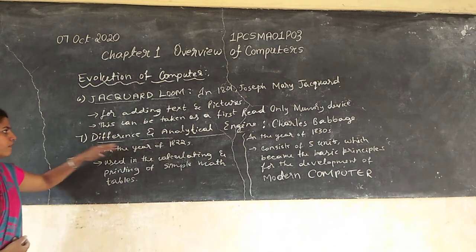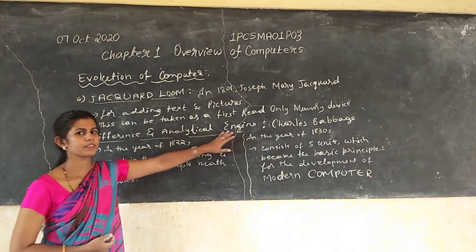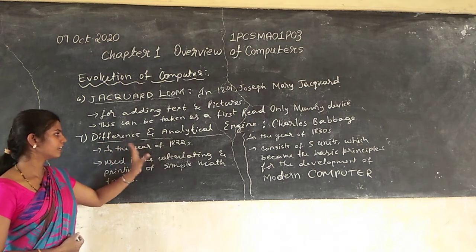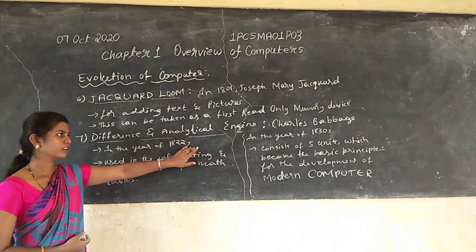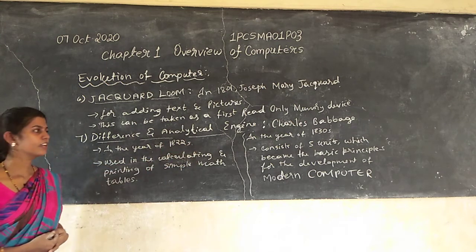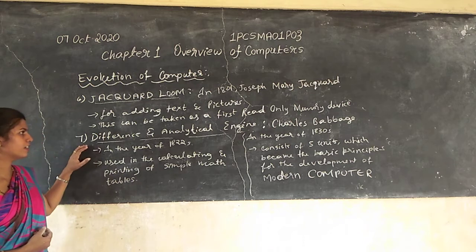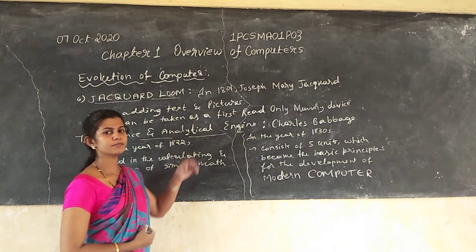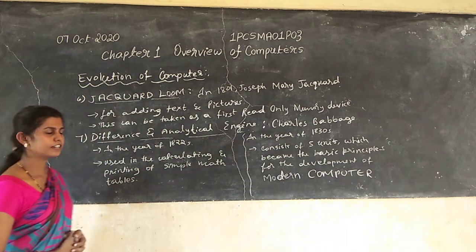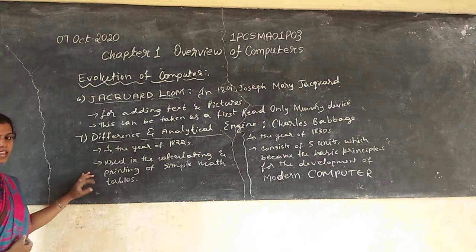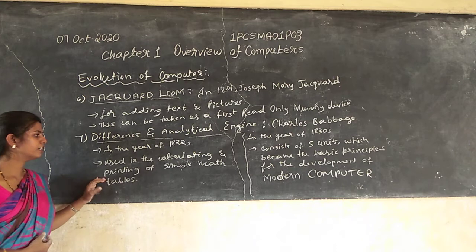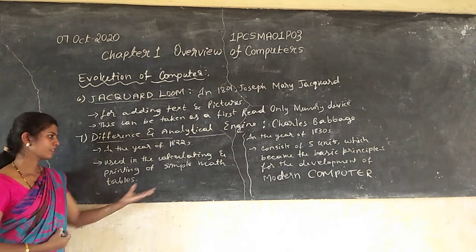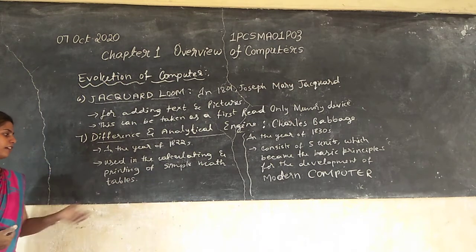Next we have the difference and analytical engine. In the year 1822, the famous English mathematician Charles Babbage invented the difference engine. It is mainly used in calculating and printing simple math tables.